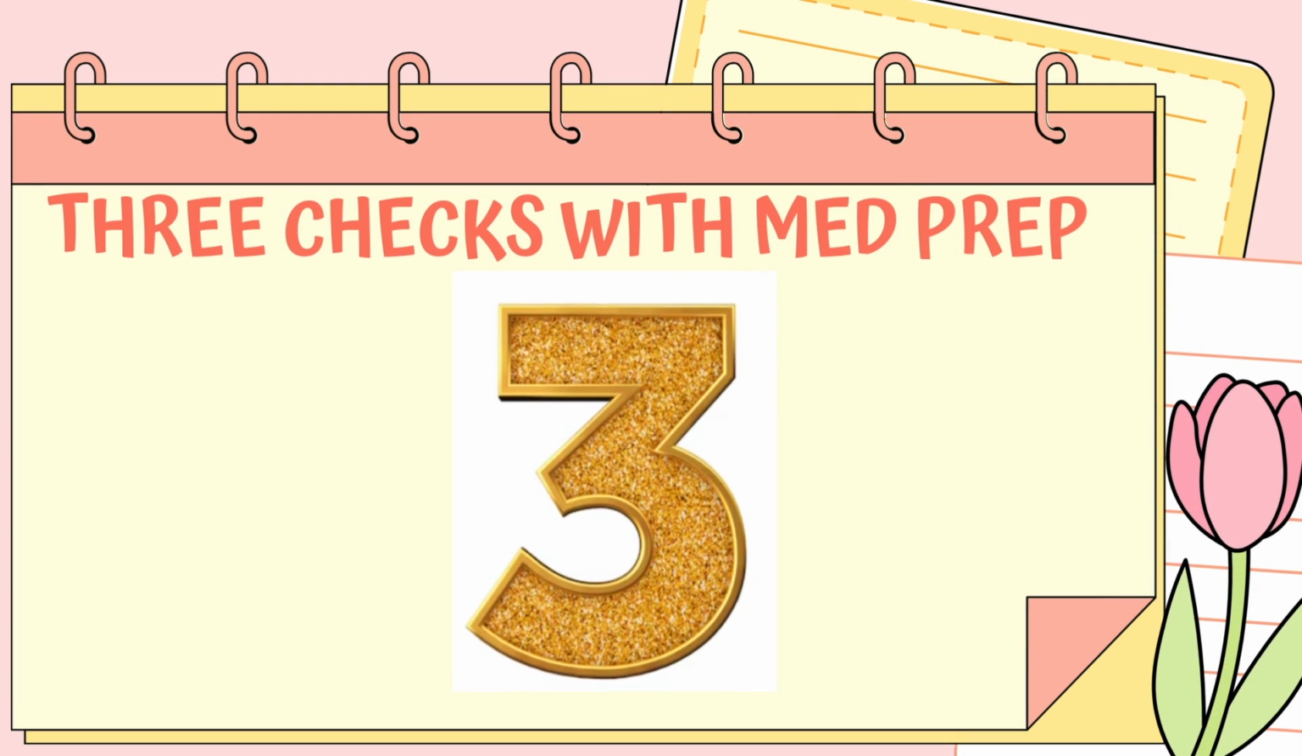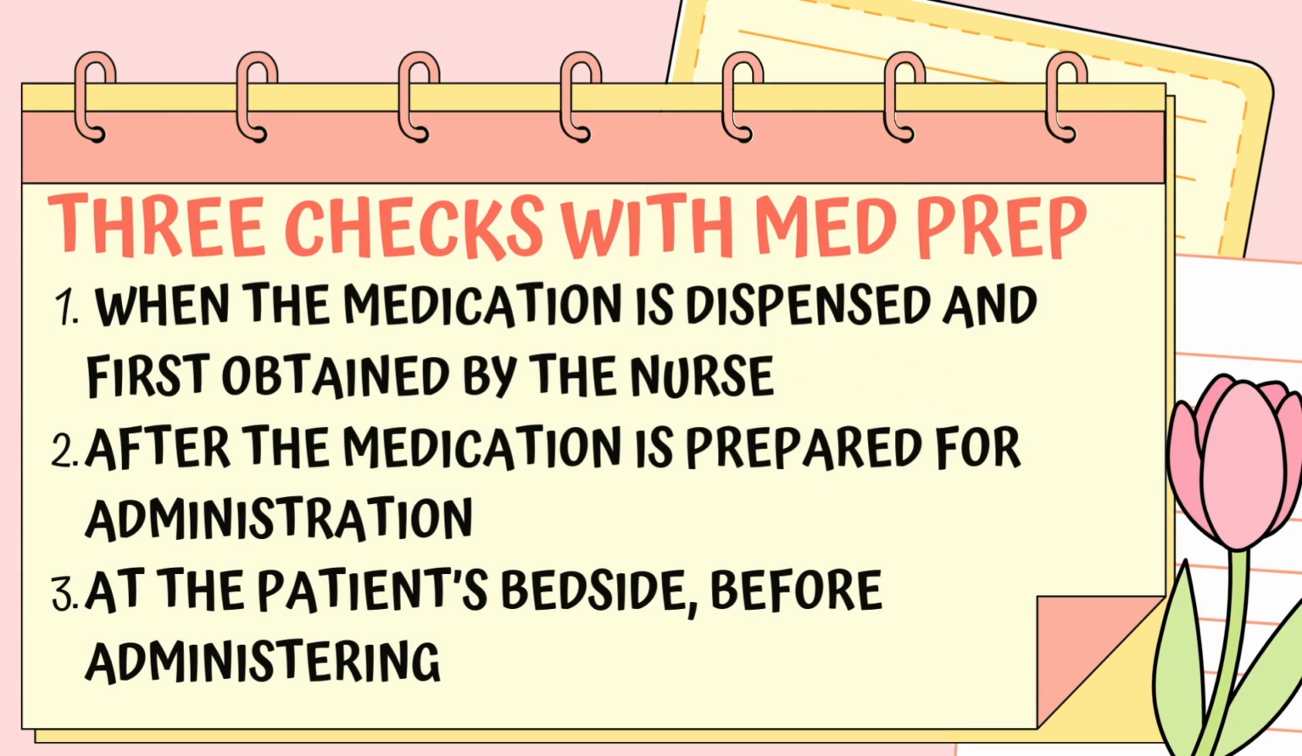Three checks with medication prep. Before giving a med, we should check it three times. First, when the medication is dispensed and first obtained by the nurse. Second, after the medication is prepared for administration. So a syringe is drawn up with the liquid medication inside and pills are counted out, etc. Then the third check occurs at the patient's bedside before administering.